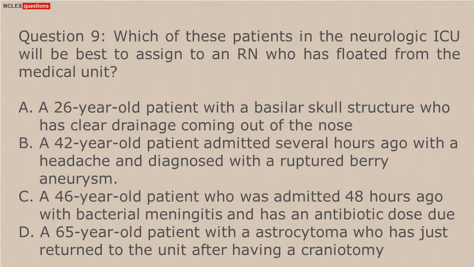Question 9. Which of these patients in the neurologic ICU will be best to assign to an RN who has floated from the medical unit? A. A 26-year-old patient with a basilar skull fracture who has clear drainage coming out of the nose. B. A 42-year-old patient admitted several hours ago with a headache and diagnosed with a ruptured aneurysm. C. A 46-year-old patient who was admitted 48 hours ago with bacterial meningitis and has an antibiotic dose due. D. A 65-year-old patient with an astrocytoma who has just returned to the unit after having a craniotomy.